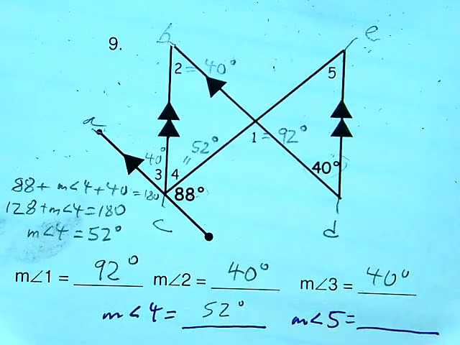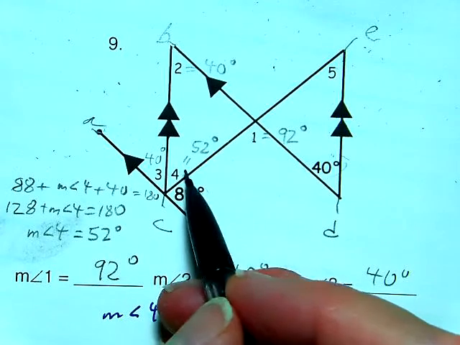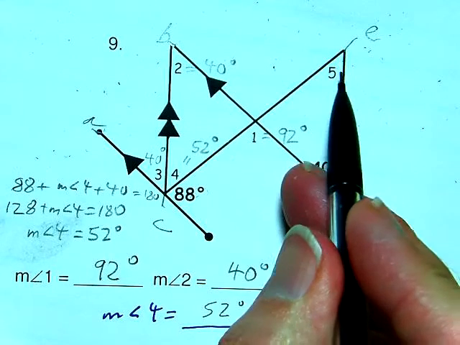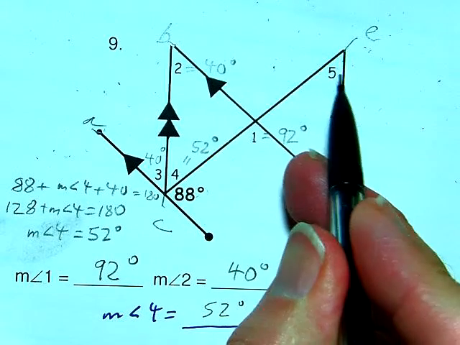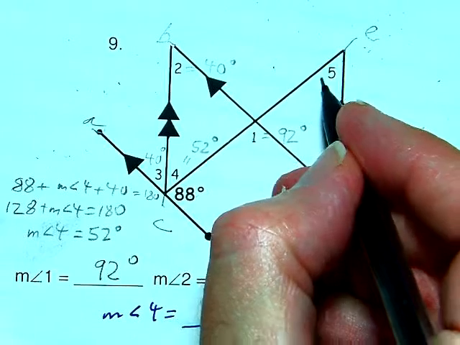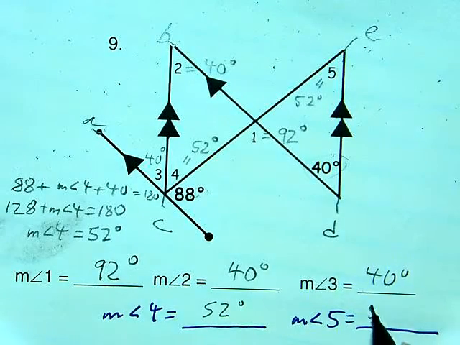And we said earlier that we knew angle 4 was congruent to angle 5. We didn't know how to use it at that point, but now we can use it because they're both alternate interior angles to basically conclude that angle 5, the measure of angle 5, is also equal to 52 degrees. So these are our answers.